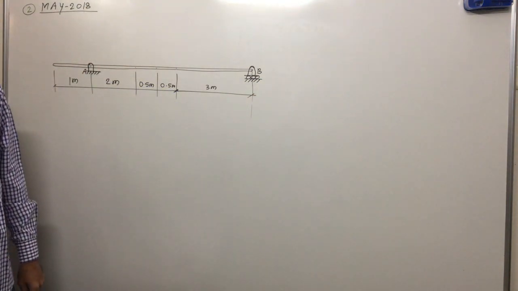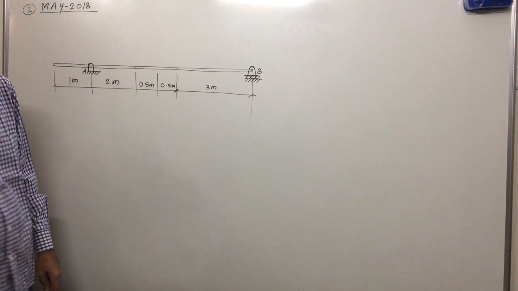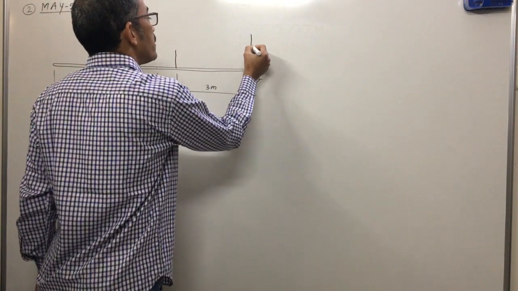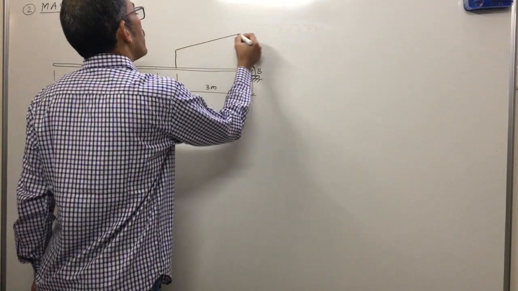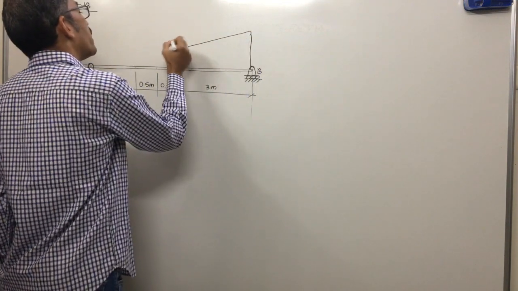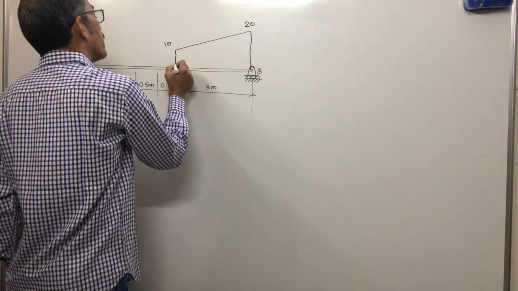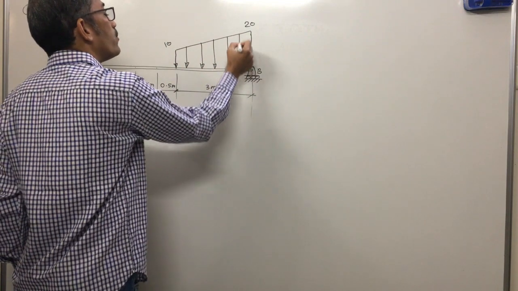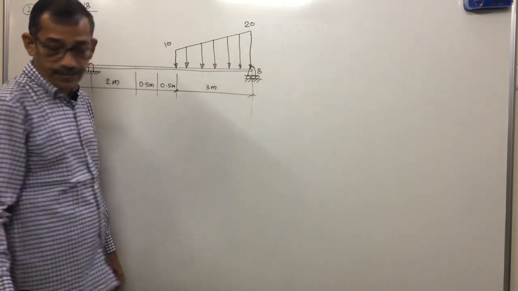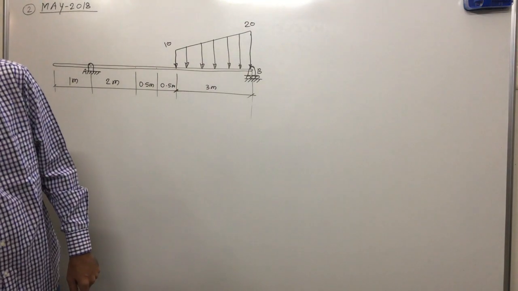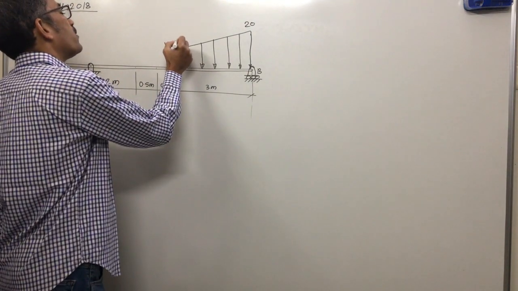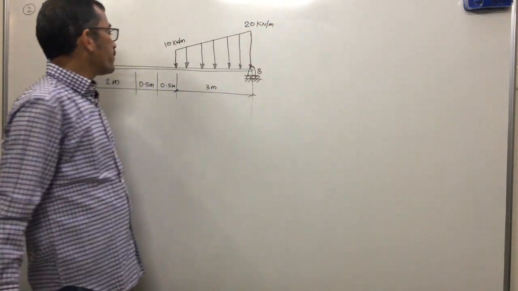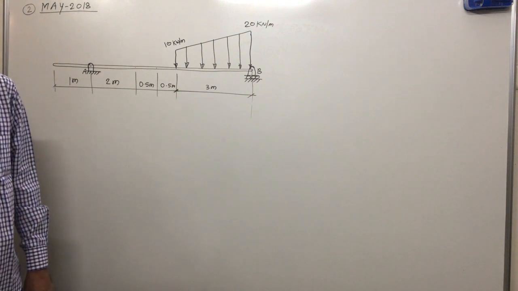Now in the last 3 meter a combined load is given, 10 and 20. This is 10, this is 20, and this is inclined. That means this is a combined load 10, 20, and the direction of force is vertically downward. Forces are acting in downward direction. Unit is kilonewton, so this is 20 kilonewton per meter. This is in the last 3 meter.